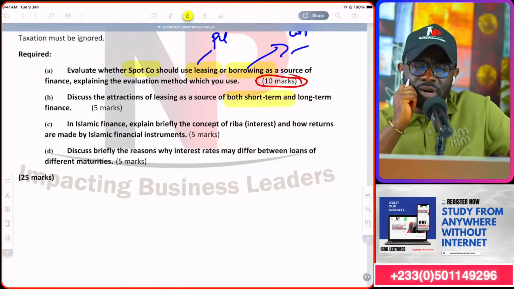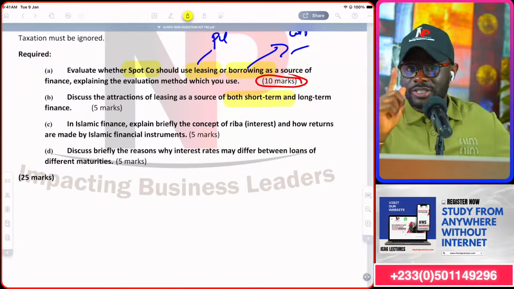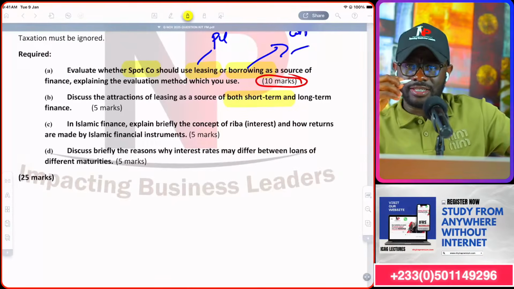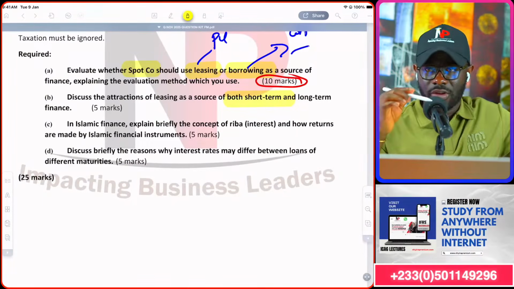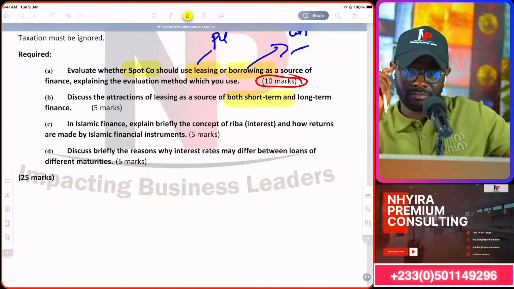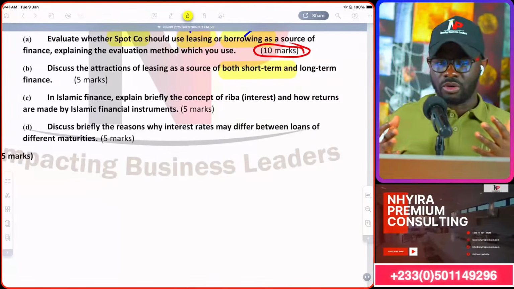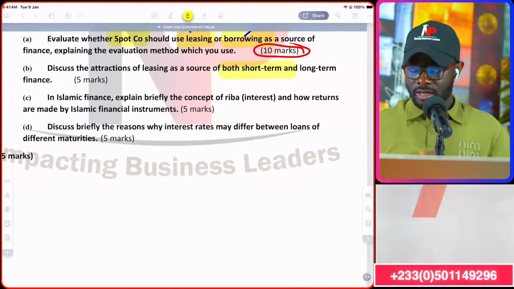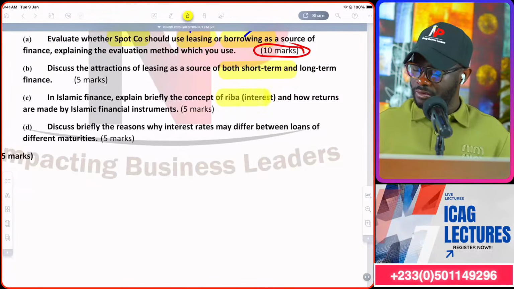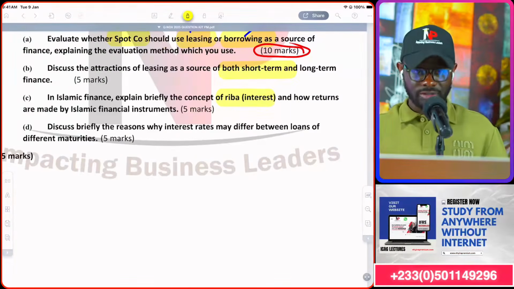Then we come to the C part of the question, and that is the concept of Islamic finance. I want you to stay with me carefully here, because if you remember, we said when it comes to sources of finance to private sector entities, we could talk about short-term sources of finance, long-term sources of finance. They have all of their things. Then we also have Islamic finance. So let's look at a question here. And I'm going to be bringing up a slide to look at what we have here. In Islamic finance, explain briefly the concept of riba, interest, and how returns are made by Islamic financial instruments.